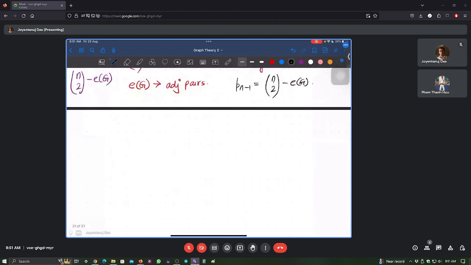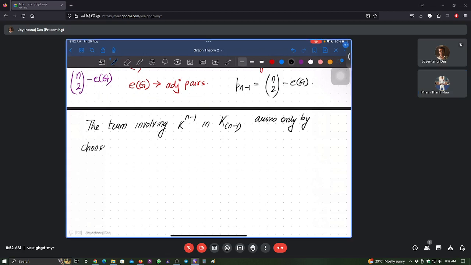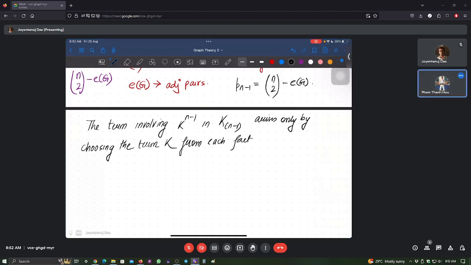Let us try to find it out. The term involving k power n minus one in this arises only by choosing the term k from each factor when expanding the product.